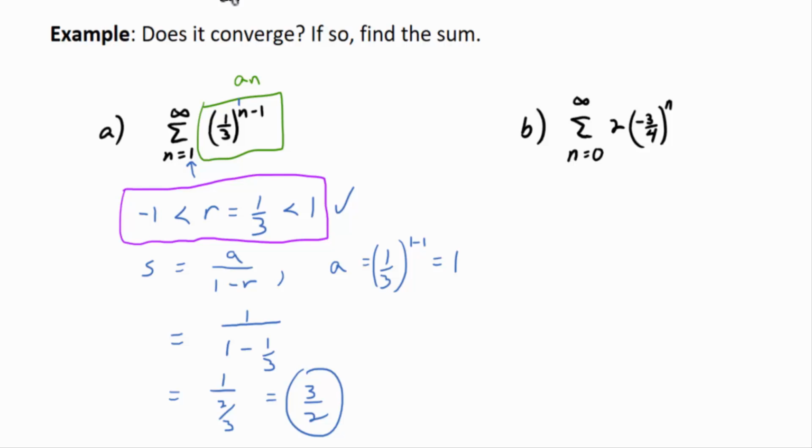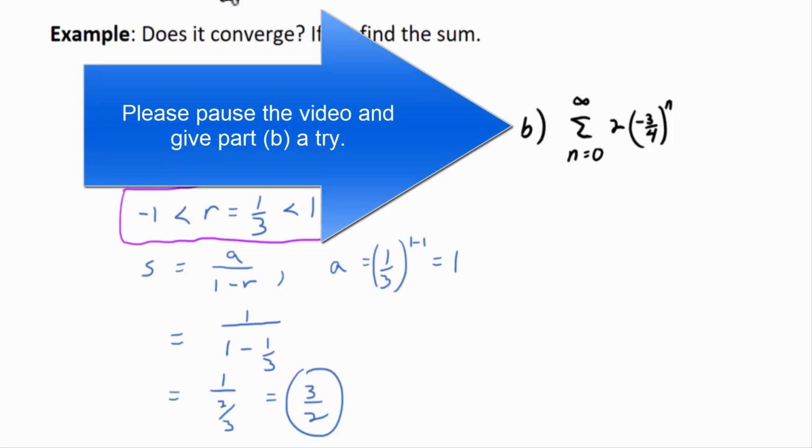By the way, it doesn't matter that the exponent isn't n minus 1. It's still, if you write it out, a geometric series because you're going to multiply it by -3/4 to go from one term to the next term. That's all that really matters. If you're multiplying by that constant ratio to go from one term to the next term, it's geometric.